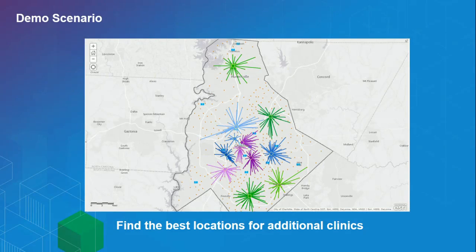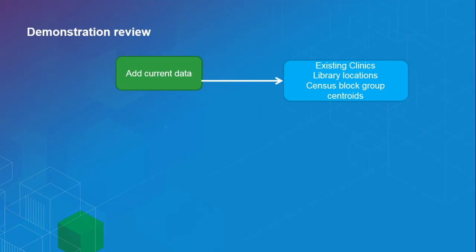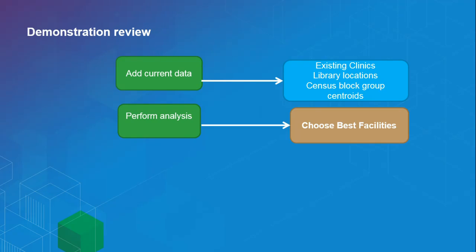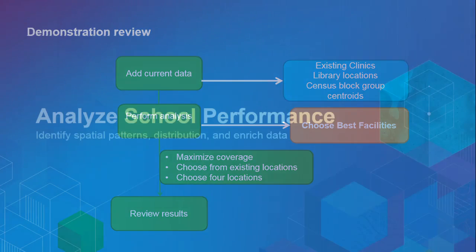Similar to what Vicki did, I'm going to quickly summarize what we saw in the demo. In this demo, I had existing clinics, library locations, and census block group centroids, which I added to my web map. And then I used choose best facilities to maximize the coverage for my health clinics and choose from existing locations. I had a limit of only 4. Then we reviewed our results to see if it really suits our purposes.